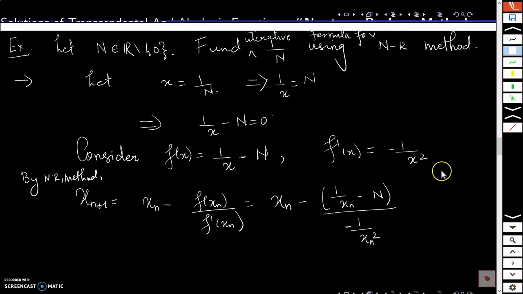So this will go on top as the reciprocal, and this will be nothing but xn minus, this minus will be plus, so this will be xn square, and inside the bracket I'll have 1 by xn minus N. So if I distribute this xn square, what I'll get? xn plus xn square into 1 by xn is xn, and minus, I can just rewrite it down.